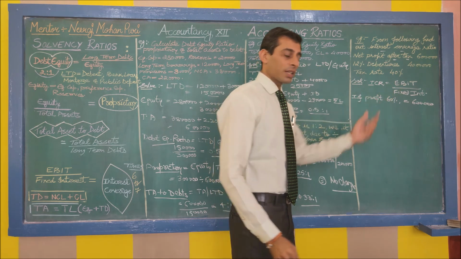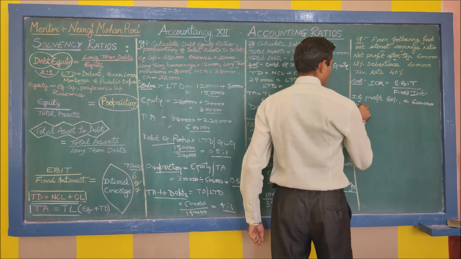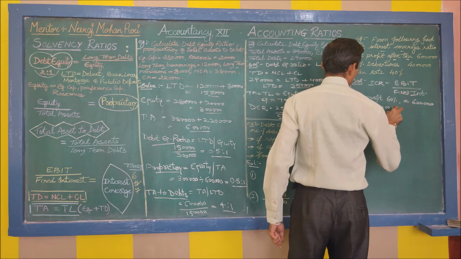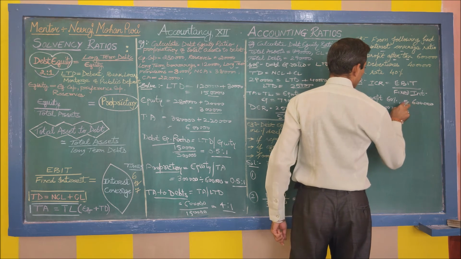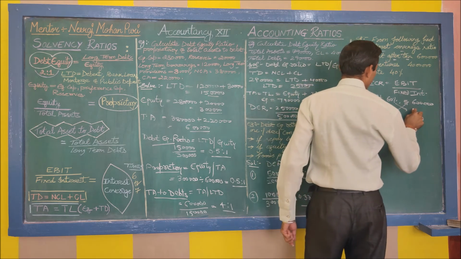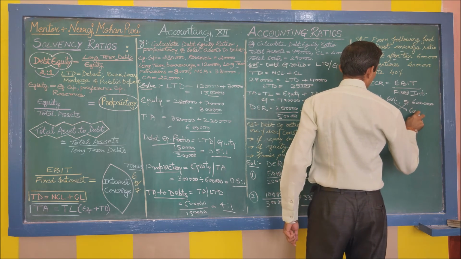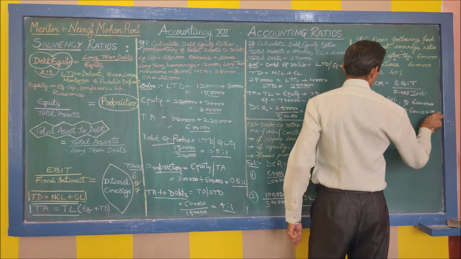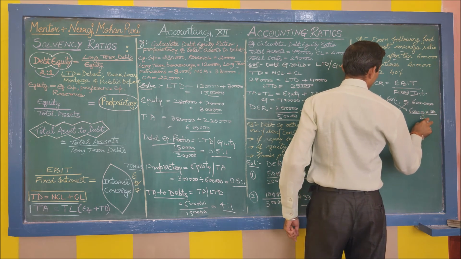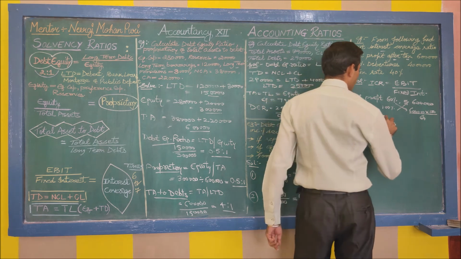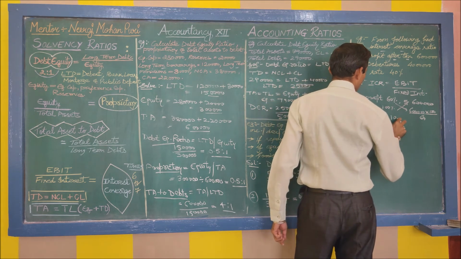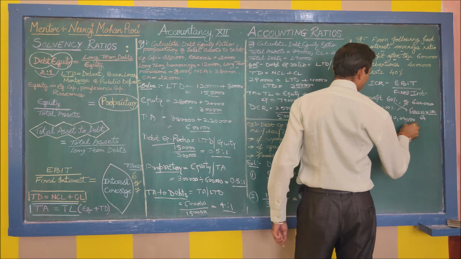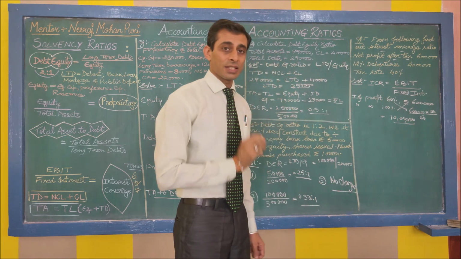We want before tax 100%. So then, if profit is 100%, then we have to do cross multiplication. Therefore, it will be 6 lakh multiplied by 100 divided by 60 is equal to 10 lakh. This 10 lakh is the value of profit before taxes.